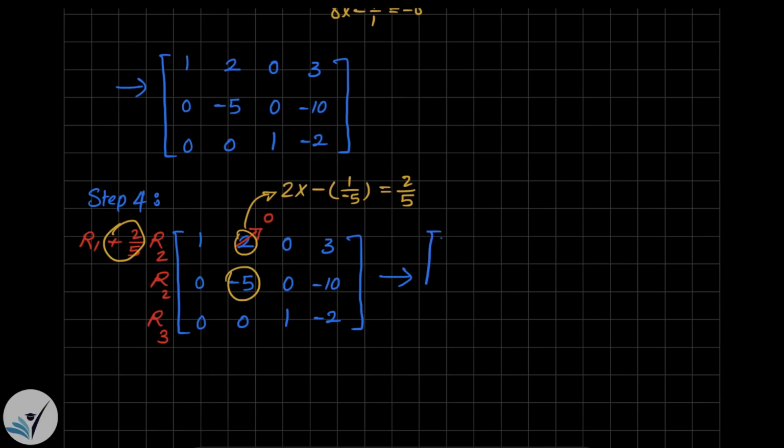So I'll go ahead and apply these operations. So 1, 2 plus 2/5 times -5, 0, and 3 plus 2/5 times -10. On the second row there is no change. We have 0, -5, 0, and -10. The third row is the same, so 0, 0, 1, and -2.